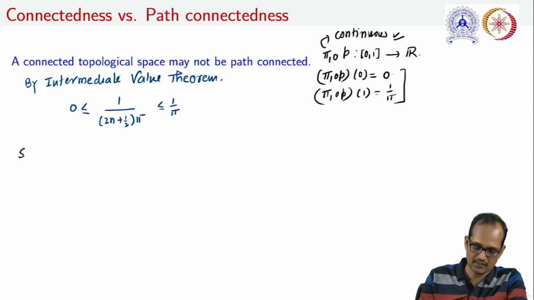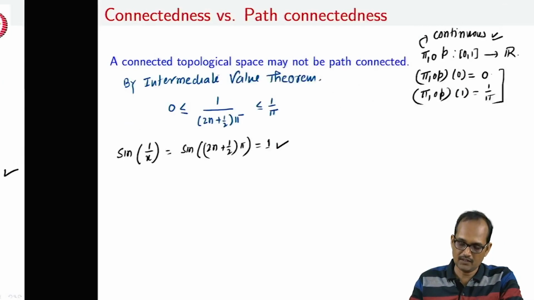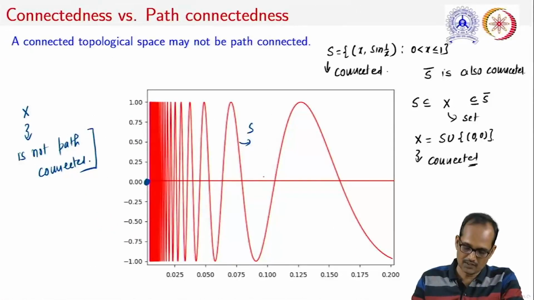Why are we choosing the points of this form? It is to be noted that if we are finding the value of sine(1/x) there, this will be nothing but sine of (2n plus half) π, that is sine(π/2), and that will always be 1. Meaning, we are choosing the points at which the function attains its peak value 1, and this will help us to see that there is some contradiction.